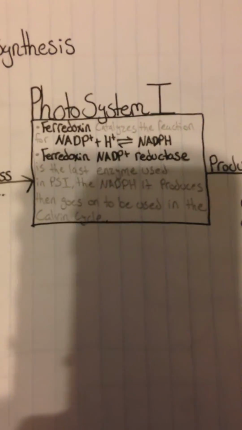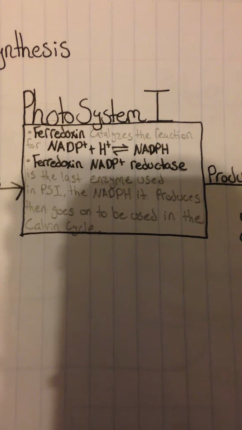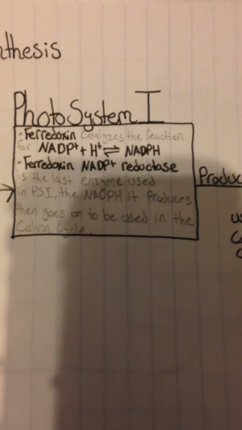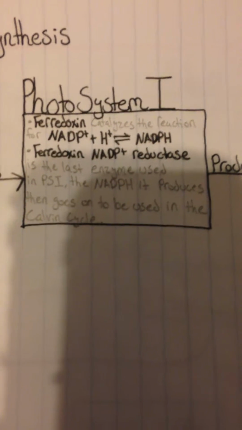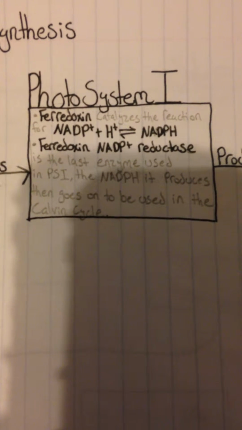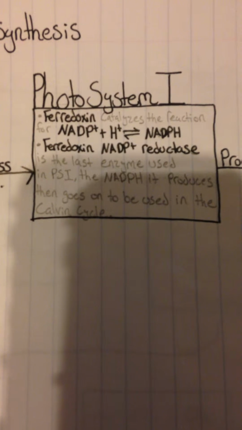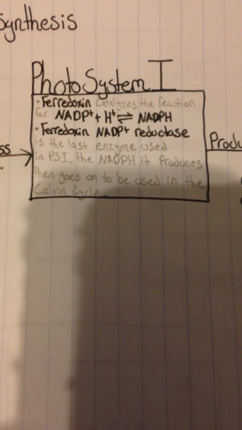The process continues with photosystem 1, and here ferredoxin catalyzes the reaction for NADP+ with H+ to produce NADPH. Ferredoxin-NADP+ reductase is the last enzyme used in photosystem 1. The NADPH that it produces is going to be used later in the Calvin cycle.